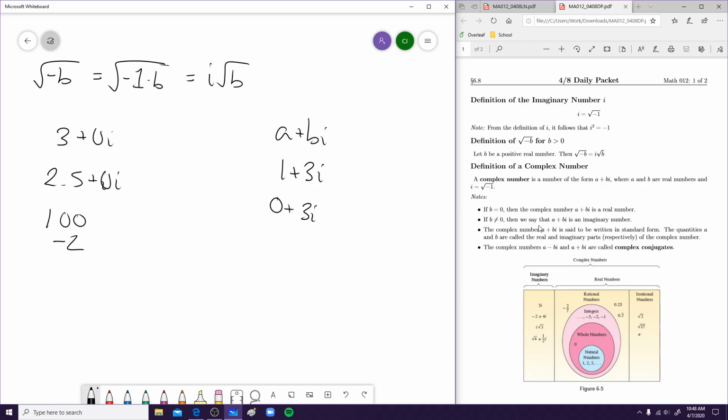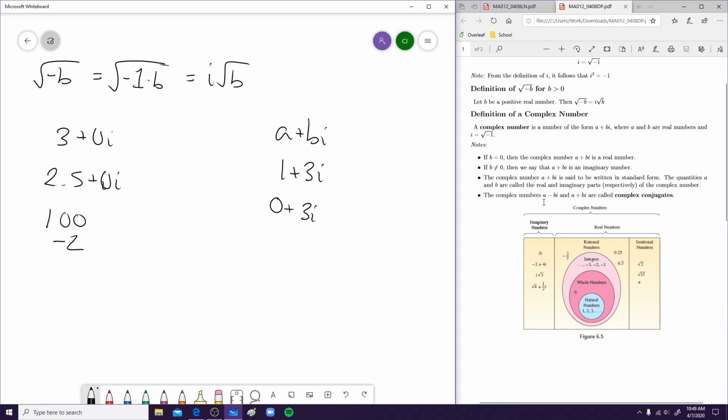And then a plus bi is called the standard form. The quantities a and b are called the real and imaginary parts, respectively. So a is the real part of the complex number, and b is the imaginary part. And lastly, for complex numbers, a minus bi and a plus bi are called complex conjugates.